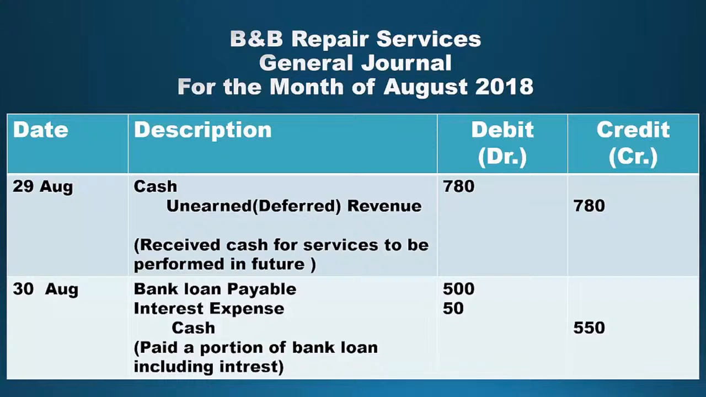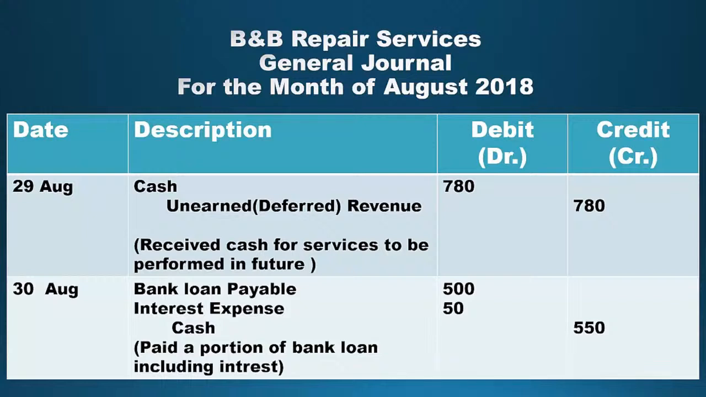Step 3. How do we record it? To record this, we debit cash for $780 to reflect the increase in money received. Credit unearned revenue for $780 to show the increase in the company's liability. The narrative for this entry is received cash from customers for services to be performed in the future.